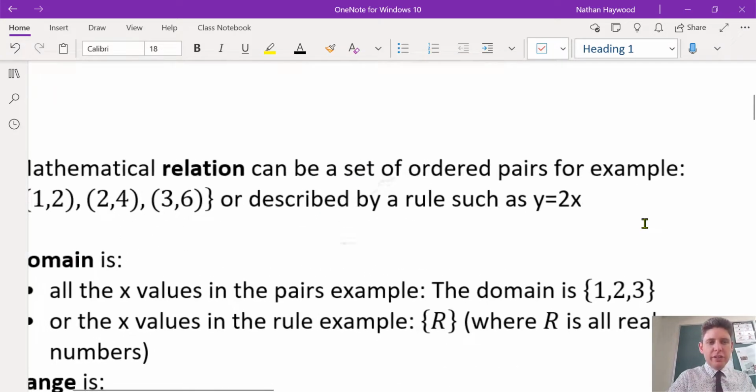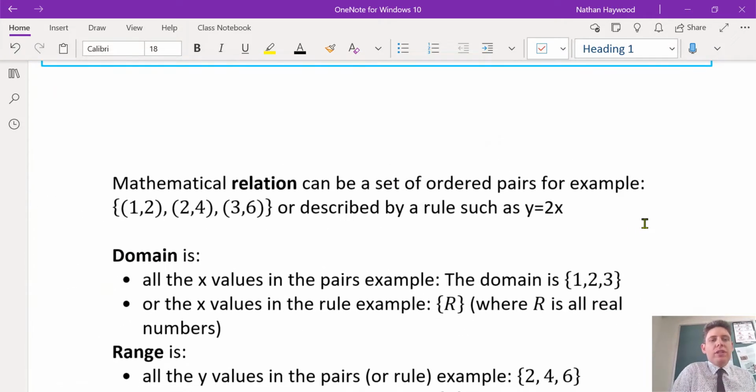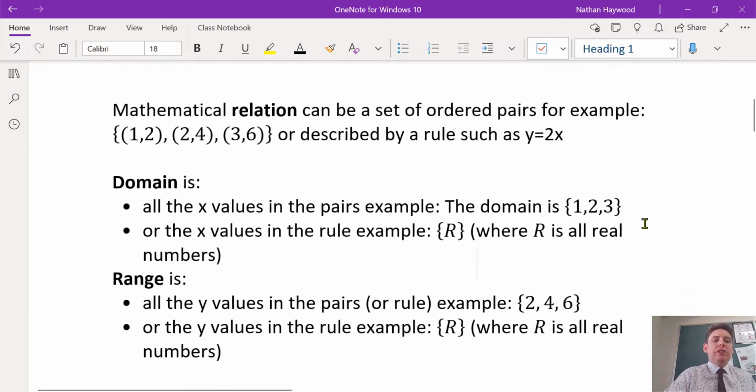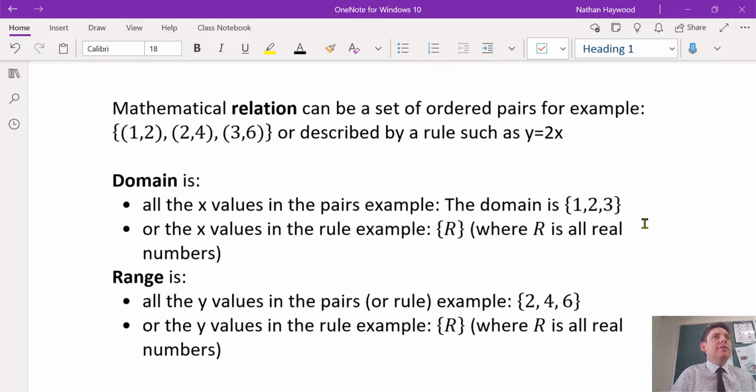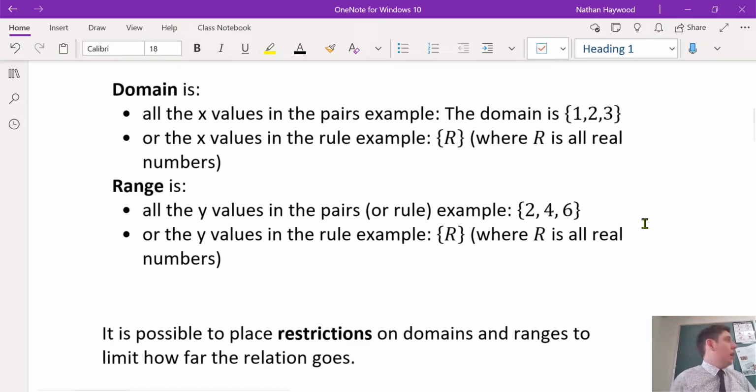So in case you forgot this stuff, a math relation can be a set of ordered pairs, for example, those three, or it can be a rule. Do you guys remember domain and range? Just starting with the basics before we get more complicated. It's possible to place restrictions on domains and ranges.